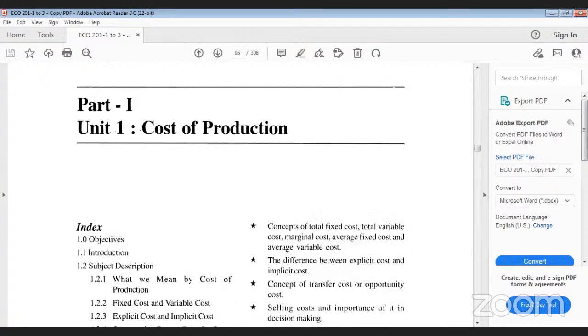Concept of total fixed cost and total variable cost, marginal cost, average fixed cost and average variable cost, and the difference between explicit cost and implicit cost. Concept of transfer cost, opportunity cost, selling cost, and the importance of it in decision making.